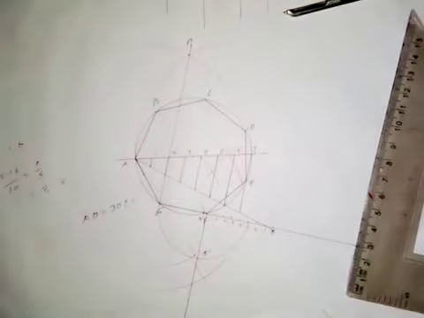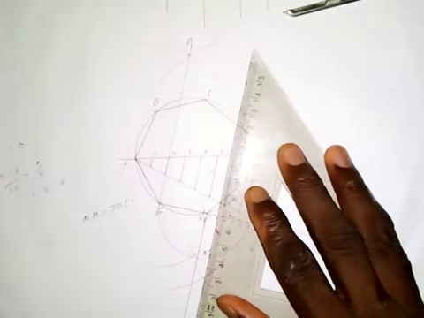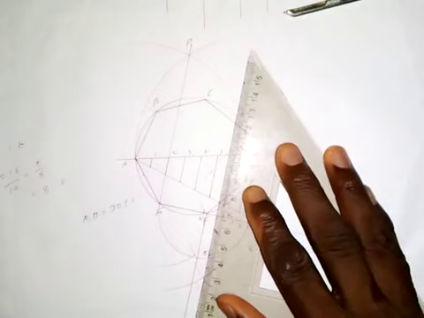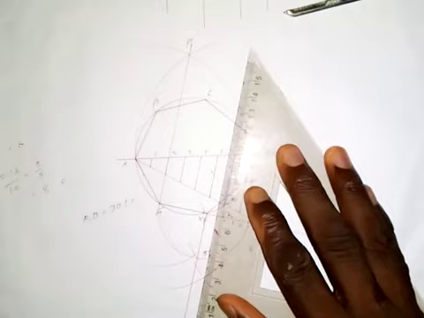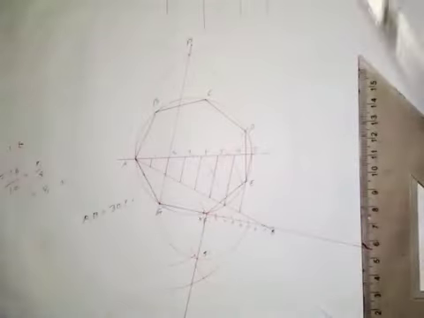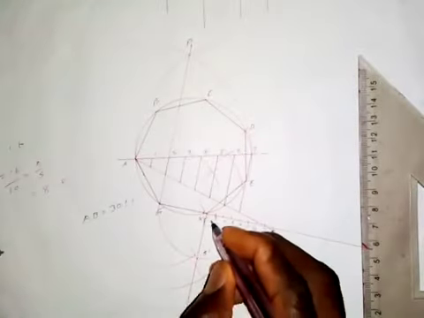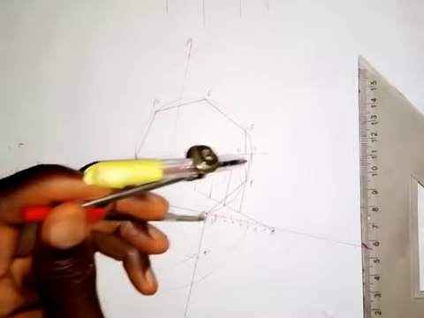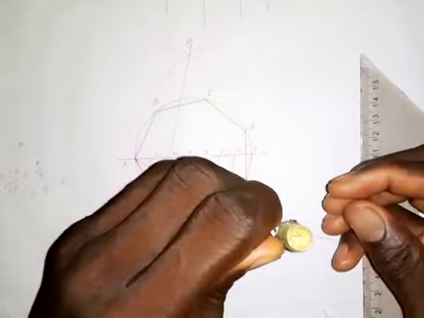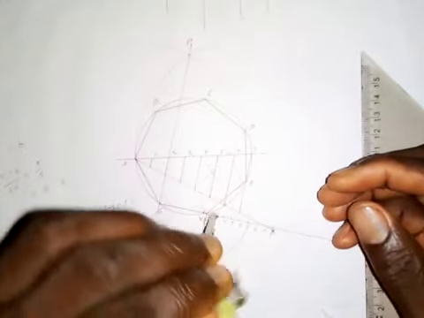All right, then I need to locate the midpoint of G8. So this is G8 here. I'll put the point of my compass at this point, which I'll call point Y. I need to construct a semicircle again, so I extend to G here like this. Then I will draw a semicircle.